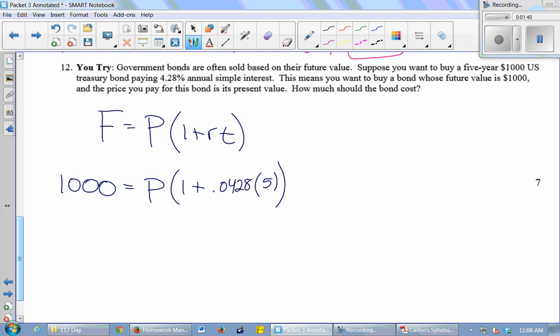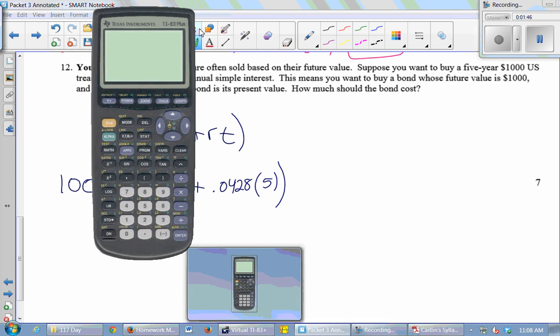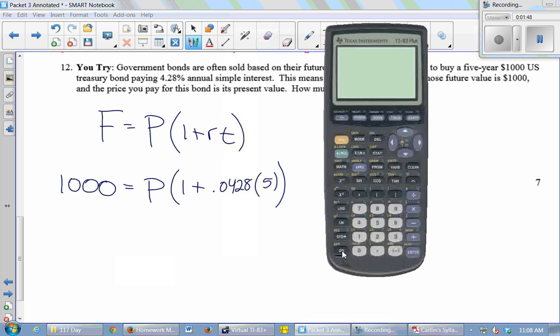So I'm going to simplify everything that's in the parentheses first, right? Order of operations. Okay, so I have 0.0428 times 5, and then plus 1, because you do the multiplication first, then the addition, and that's 1.214. So 1,000 is equal to the present value, or the principal, times 1.214.